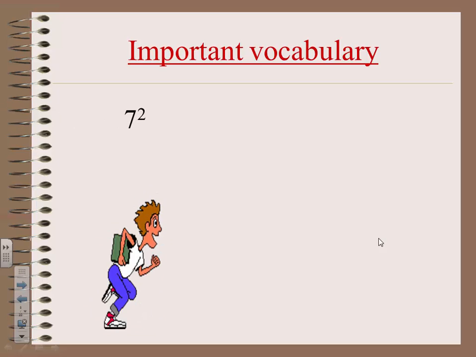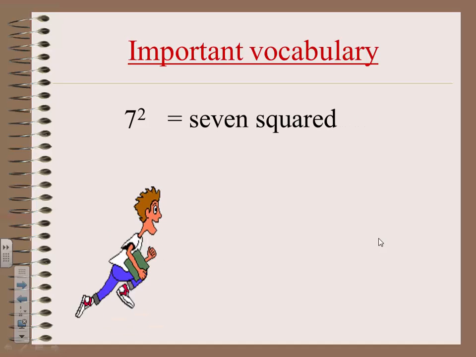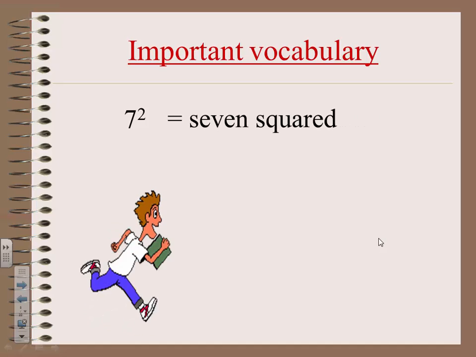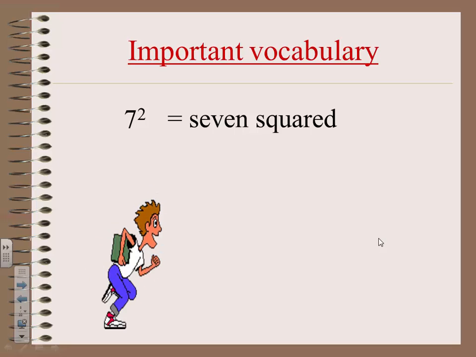Anything squared, very quickly, anything to the power of 2, we refer to that as squared, so that's 7 squared. If you had x to the power of 2, it would be x squared. If you had 100 to the power of 2, it would be 100 squared. Easy peasy.